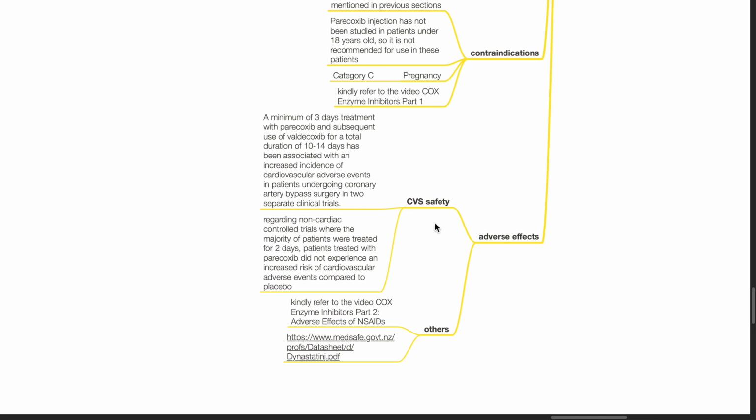Regarding non-cardiac controlled trials, where the majority of patients were treated for 2 days, patients treated with Percocet did not experience an increased risk of cardiovascular adverse events compared to placebo. For other adverse effects, kindly refer to the video COX enzyme inhibitors part 2, adverse effects of NSAIDs.